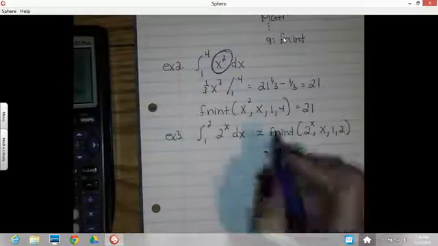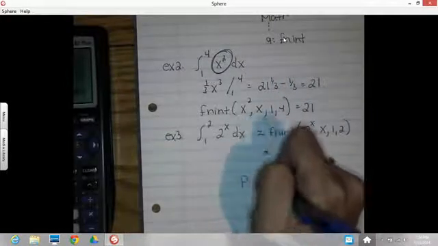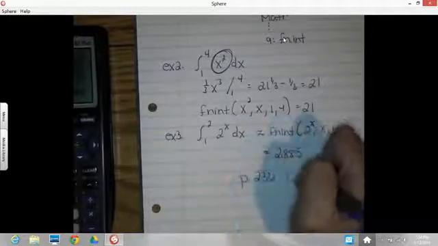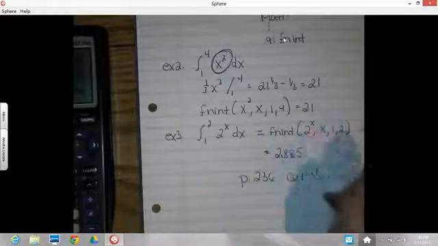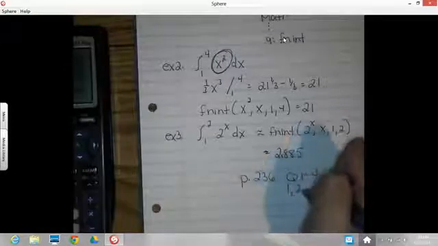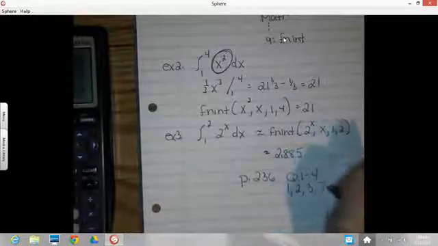Okay, you've got page 236, quickie 1 through 4, and then problems 1, 2, 3, 7 through 10.